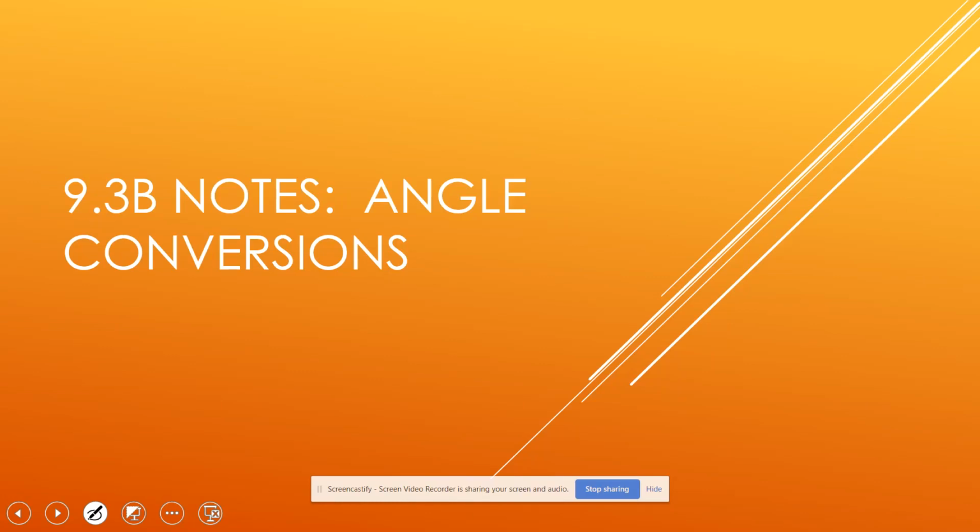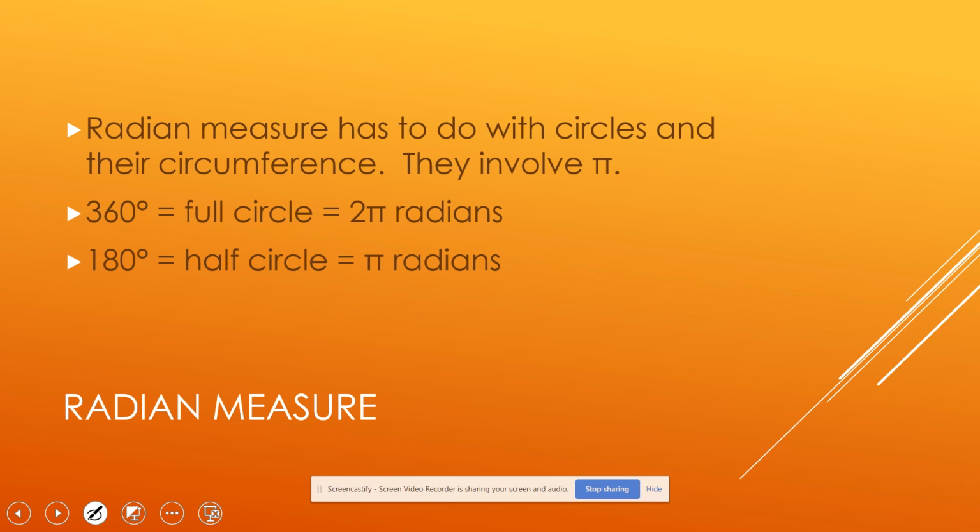Hello everybody. We're going to talk about angle conversions today and drawing angles in standard form with coterminal angles. Starting with angle conversions, we're going to discuss radian measure. So radian measure has something to do with circles and their circumference, and they involve pi.